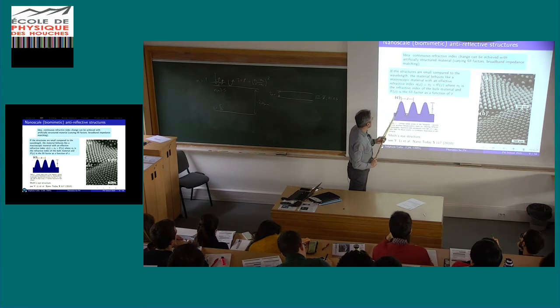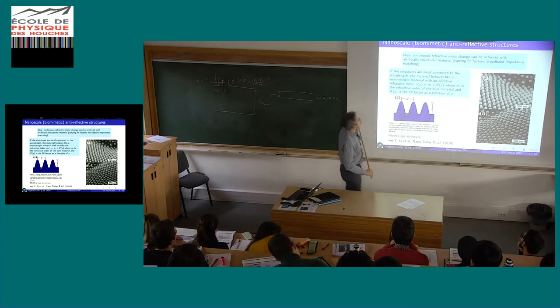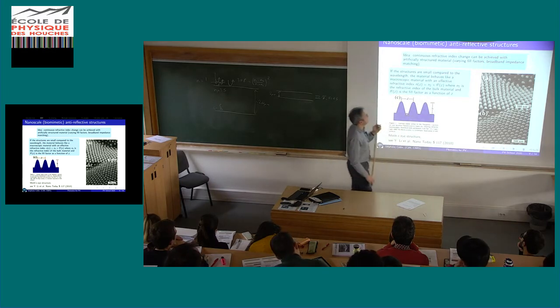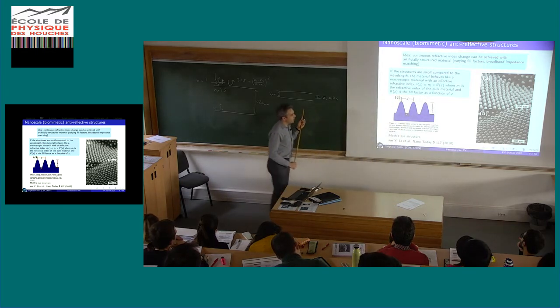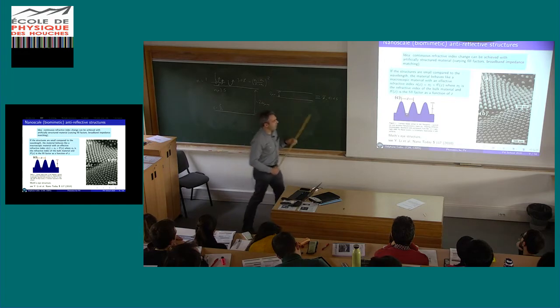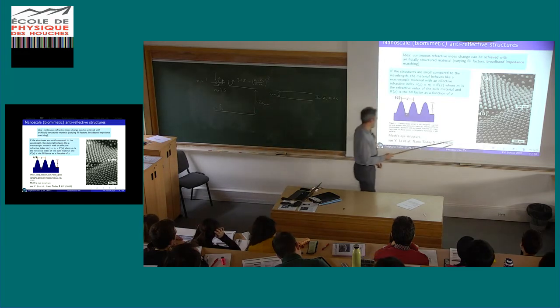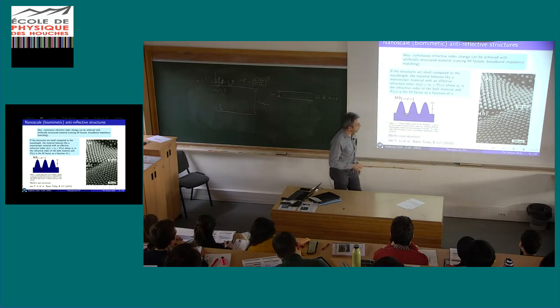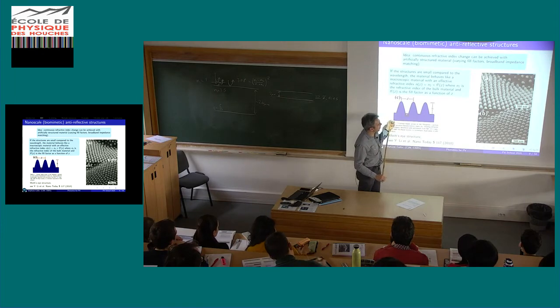So if these features are much smaller than the wavelength, the material behaves like a macroscopic material, and the refractive index is simply given by the filling fraction of the material. And you can see examples of what can be done. Here I think it's for glass, but we'll see later what can be done with silicon.